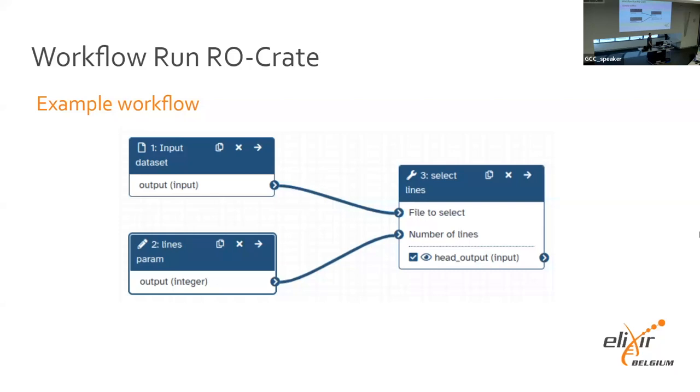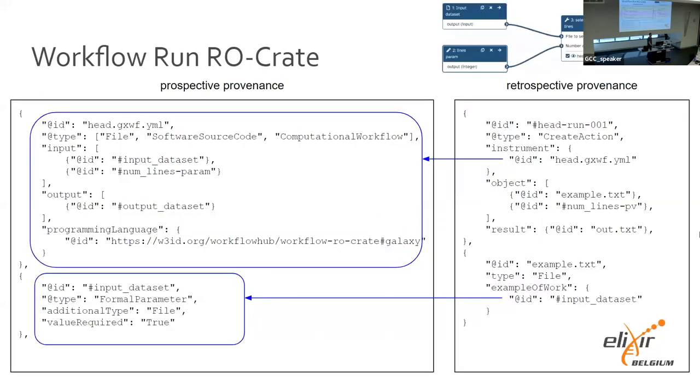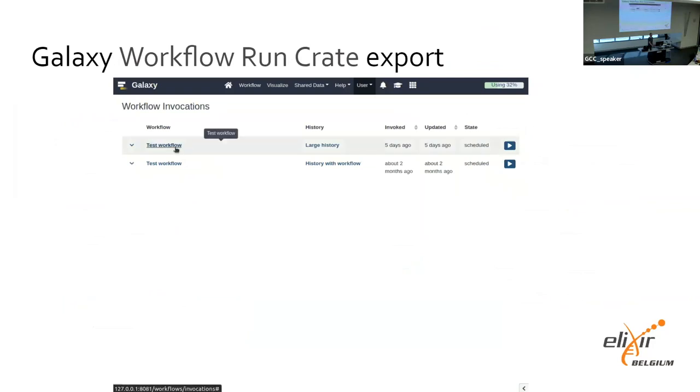So here's an example of a workflow. In the JSON LD, we represent the prospective and retrospective provenance. So in this workflow, you can see the GXWF file is the top level of the JSON LD. And then the inputs and outputs are represented as well, from both the prospective side and retrospective side.